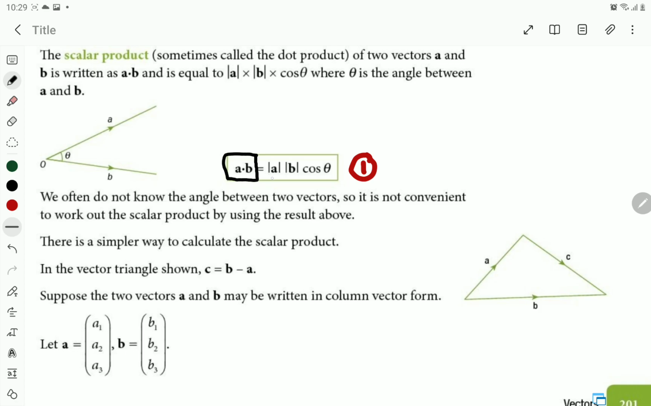According to this one, A dot B is the length of A times the length of B times the cosine of the angle between them. Okay? When will you use this one? You use this one if you know A, you know B, and you know the angle between them. So let's try to have some example.